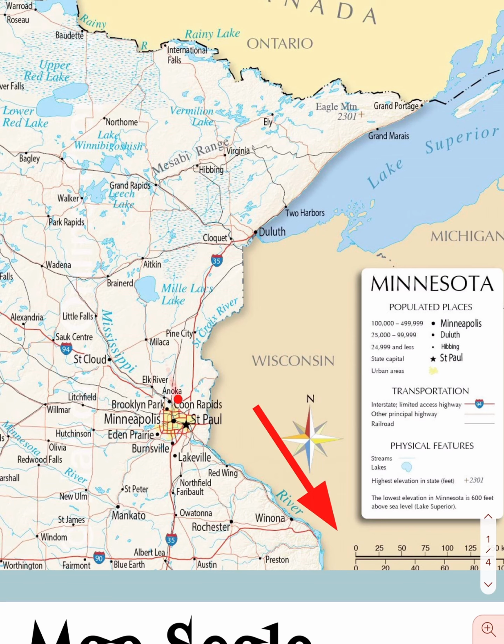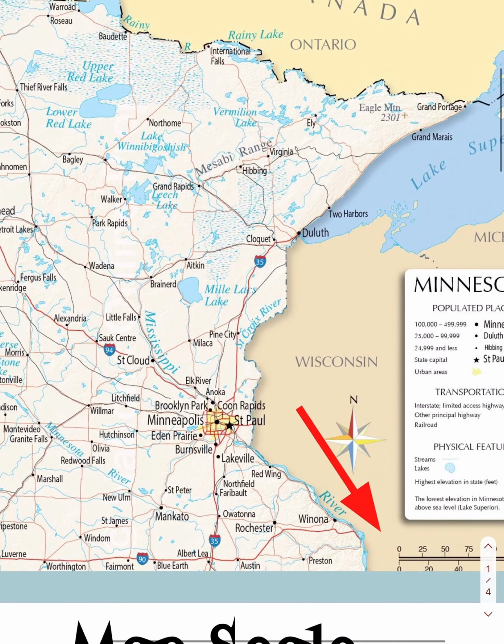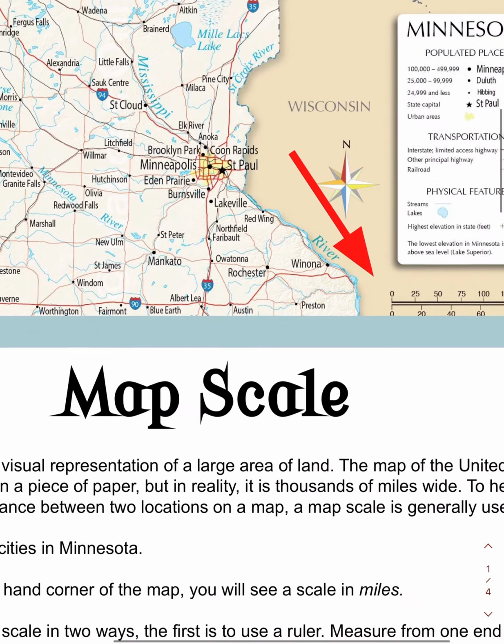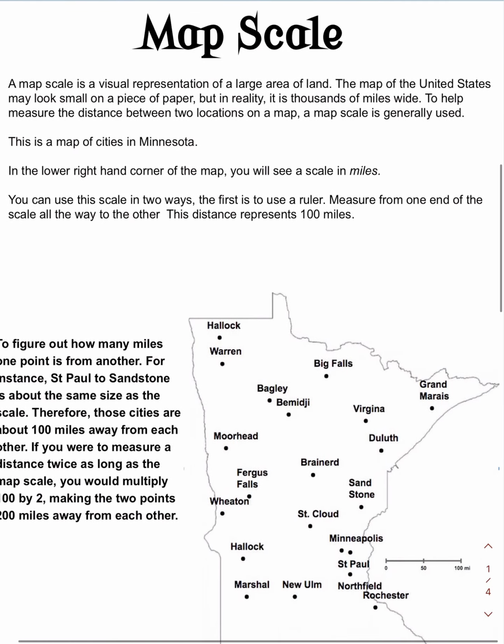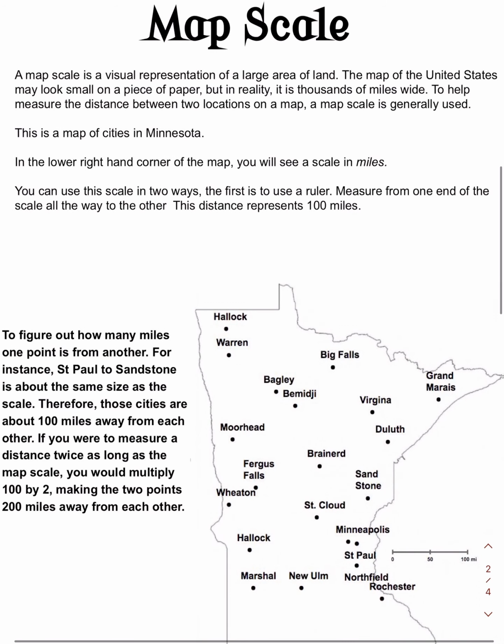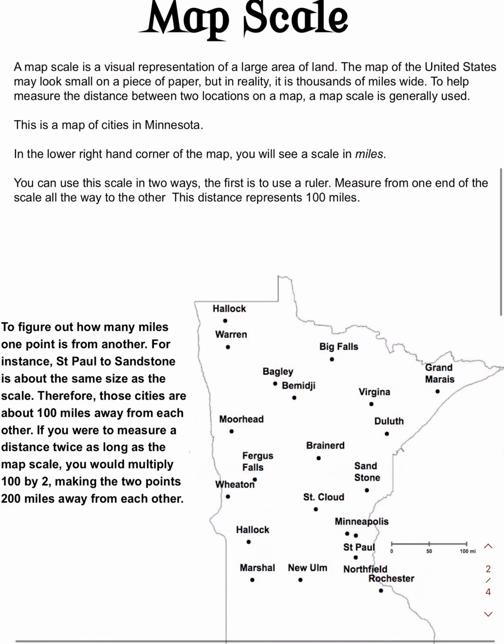What we want to keep in mind is that the distance I'm showing here is only a couple inches, but it represents 100 miles because 100 miles won't fit on a map. Now again, a map scale is a visual representation of a large area of land. The map of the United States may look small on a piece of paper, but in reality, it is thousands of miles wide. To help measure the distance between two locations on a map, a scale is generally used.